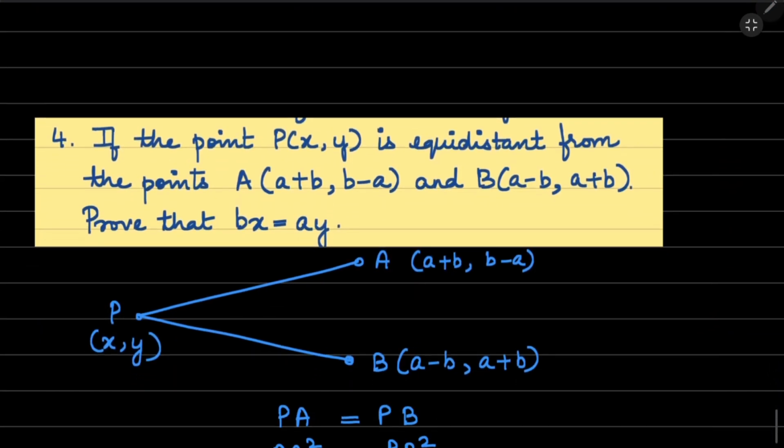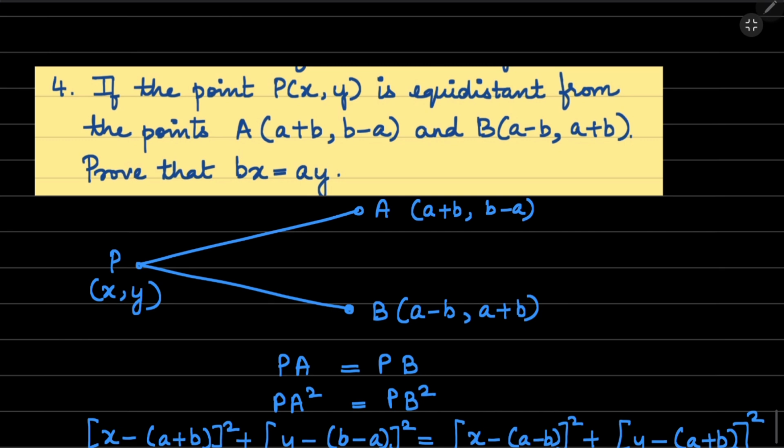So it's a very easy question. All the questions related to equidistant kind of questions, like a point is equidistant from 2 points, they are very, very easy. Let's see another question.